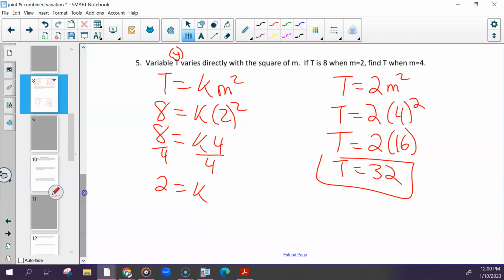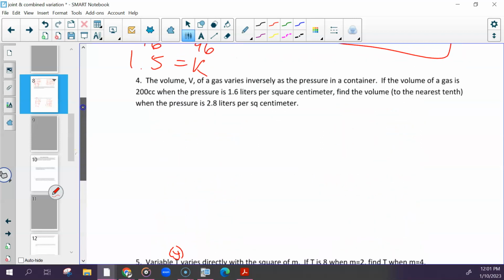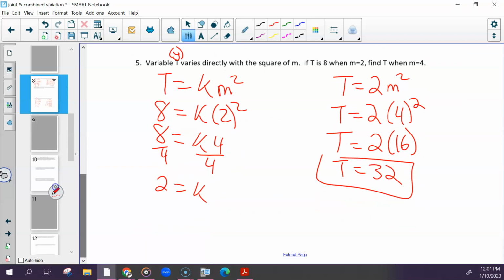There are more word problems that we're going to do next class, as well as practice some more, and then I'm also going to give you your review. Did you want to see 4 before we're done for today? Yes. Okay. That's why.